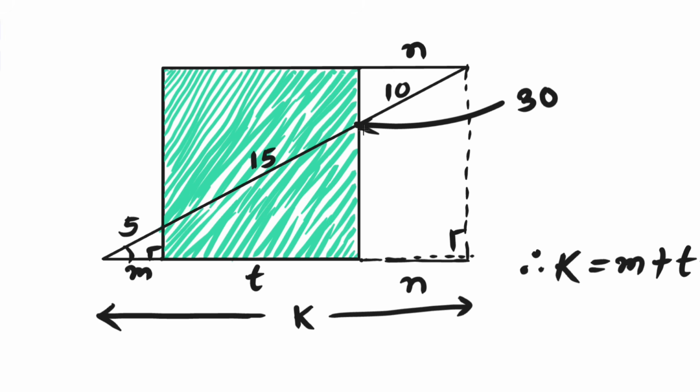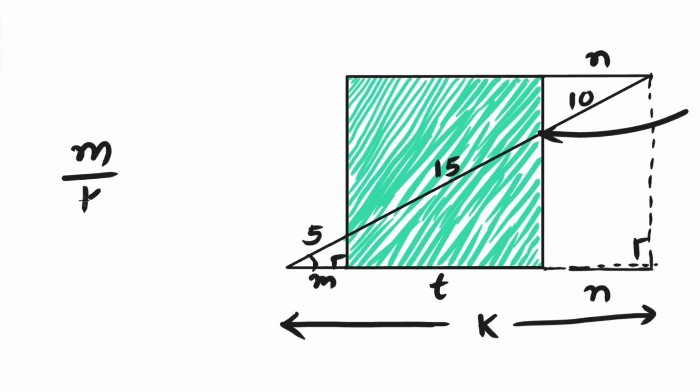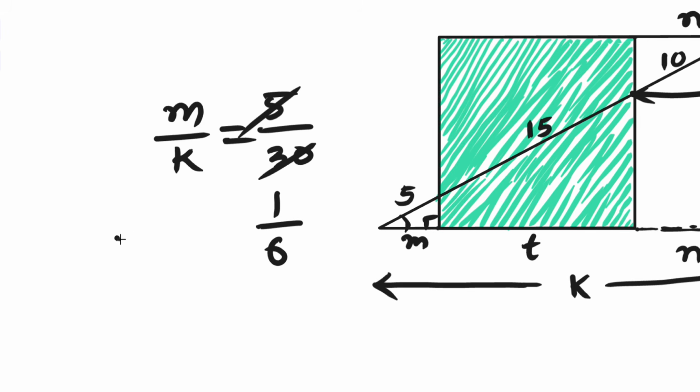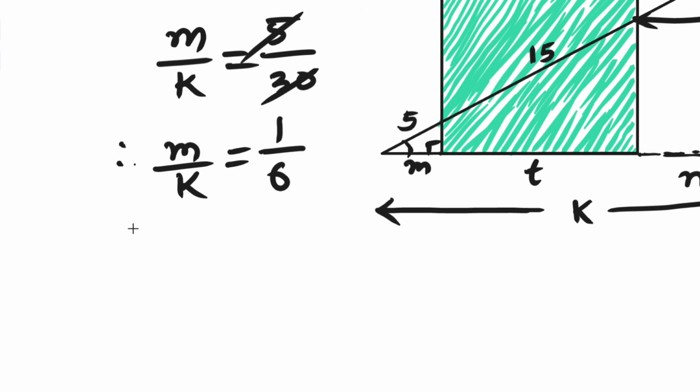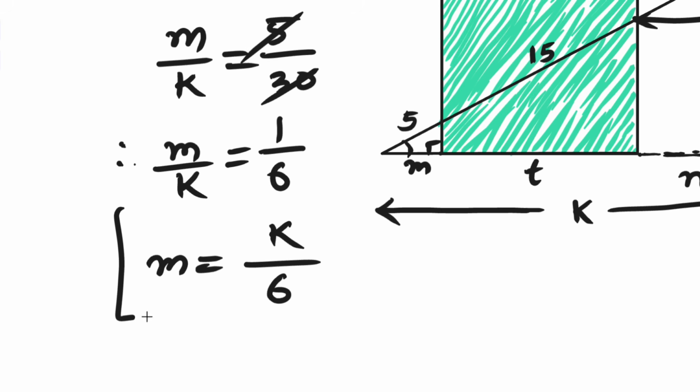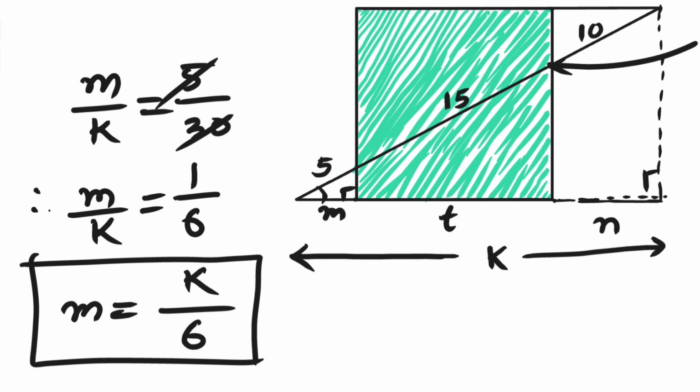Therefore, the similarity ratio gives us m divided by k equals 5 divided by 30. 5 divided by 30 simplifies to 1 divided by 6. Therefore, m divided by k equals 1 divided by 6. Multiplying both sides by k gives m equals k divided by 6. Keep that result because we will use it shortly.